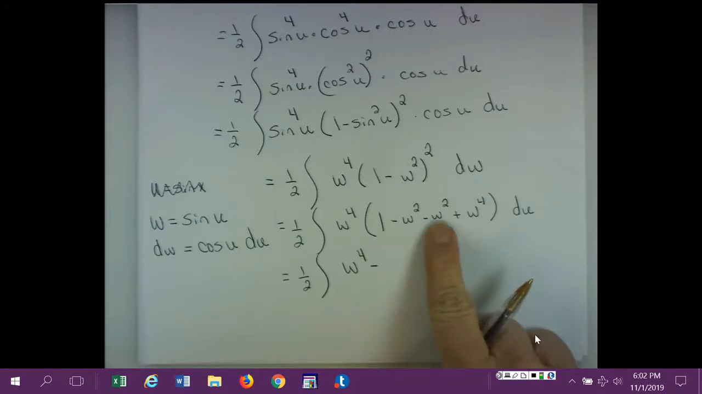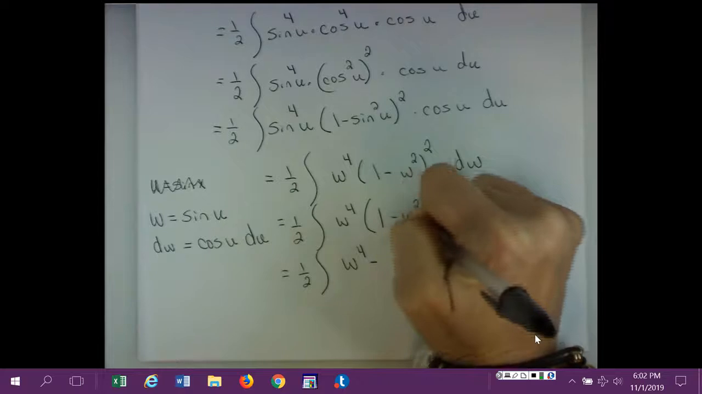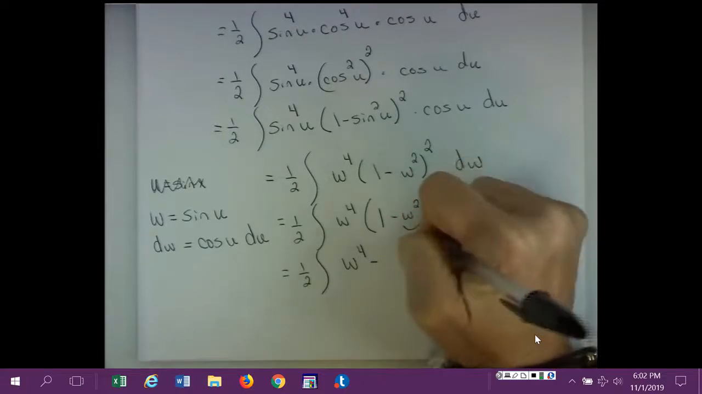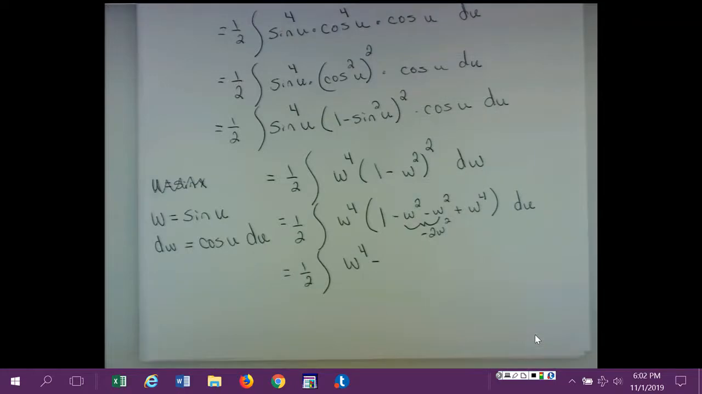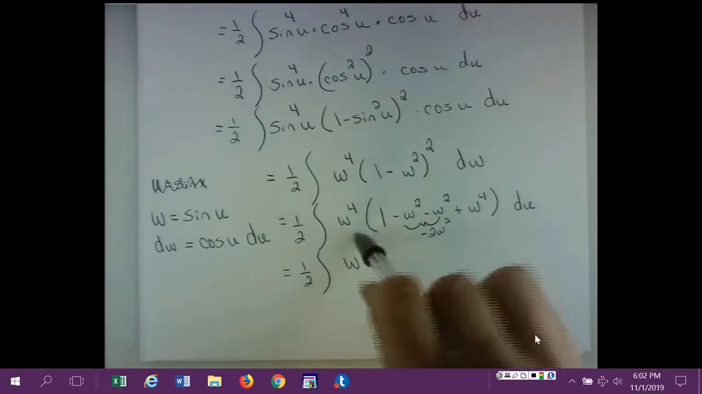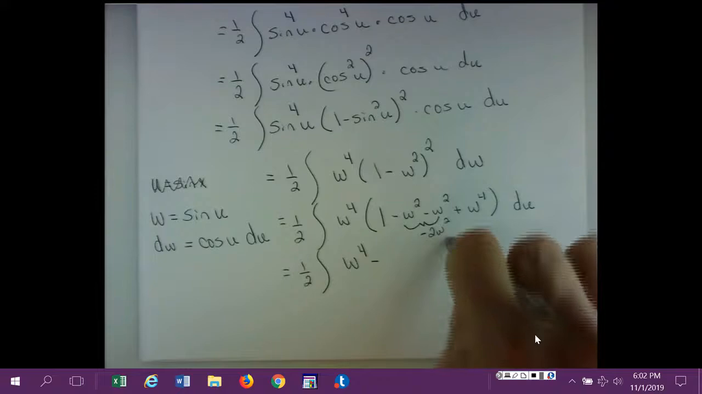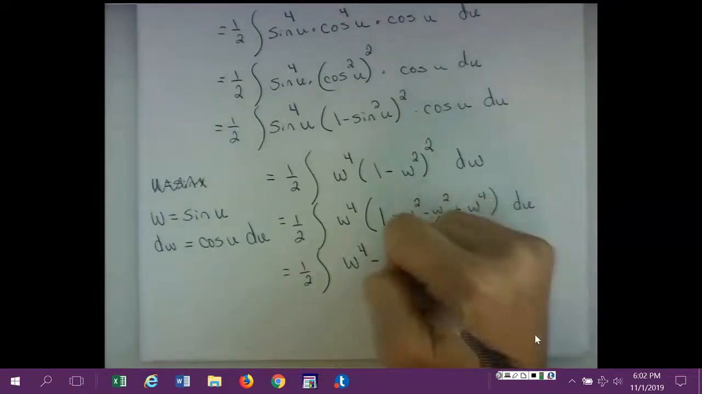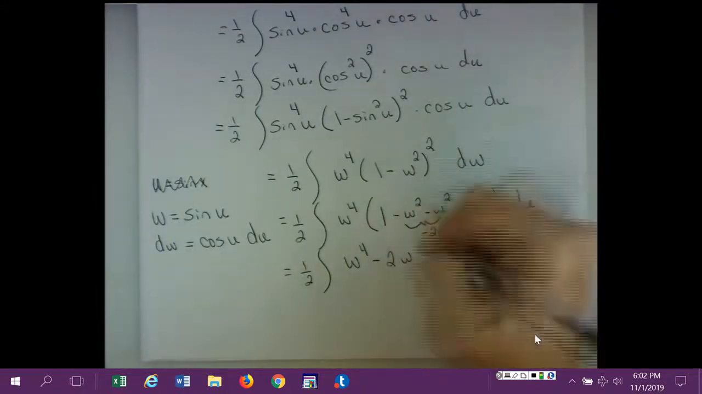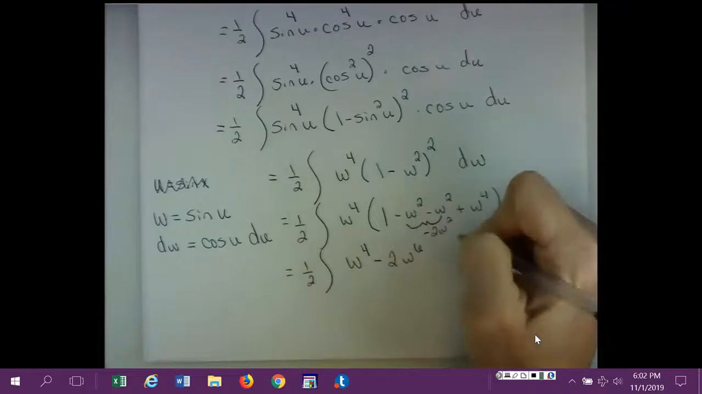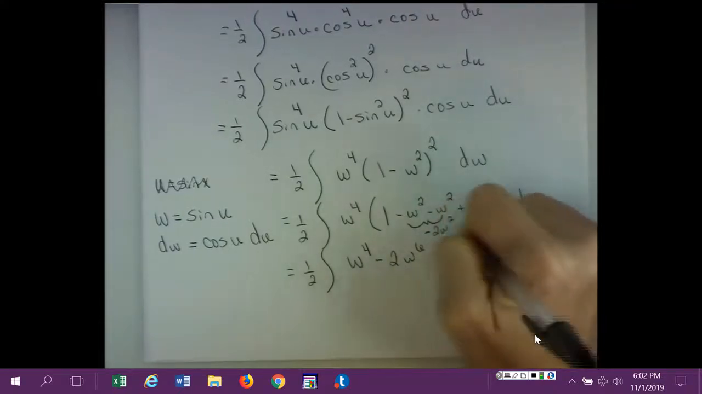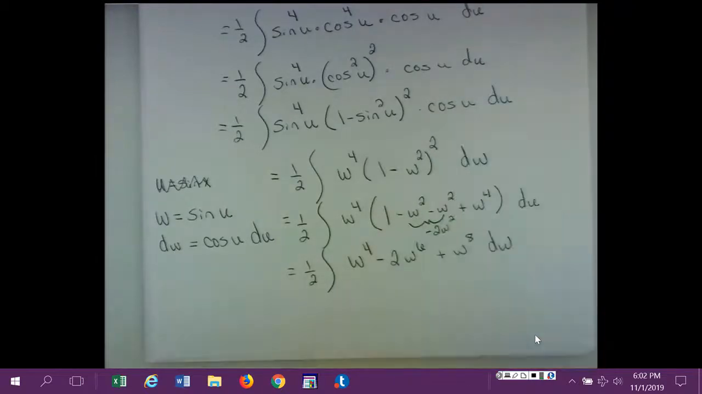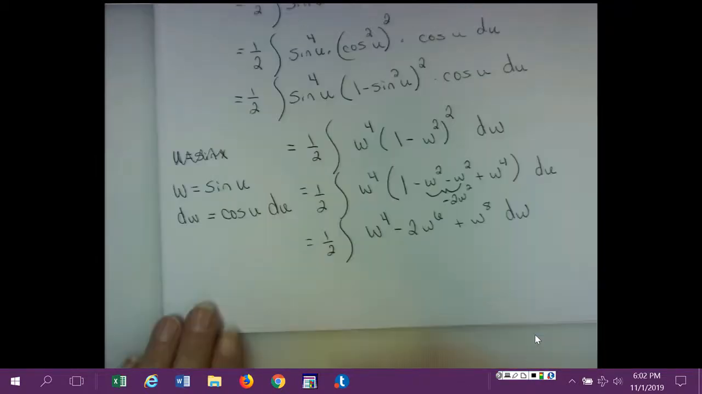Collect like terms here. Since I missed that, what I'll do is I'll write it here. Please don't do this and do what I'm showing you here. That's minus 2w squared. So w to the 4th times a negative 2w squared is minus 2w to the 6th, like bases, add exponents. 4 plus 2 is 6. And then w to the 4th times w to the 4th is going to be w to the 8th power. We know the antiderivative through the power rule.